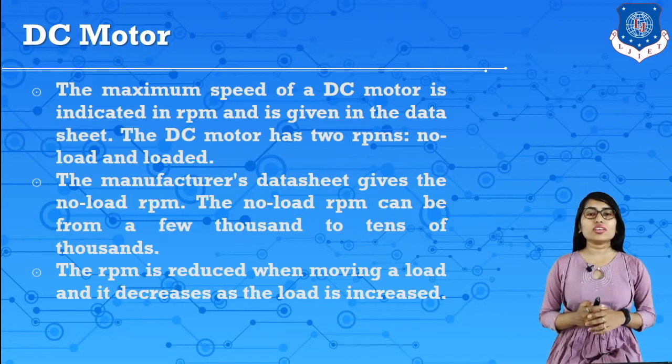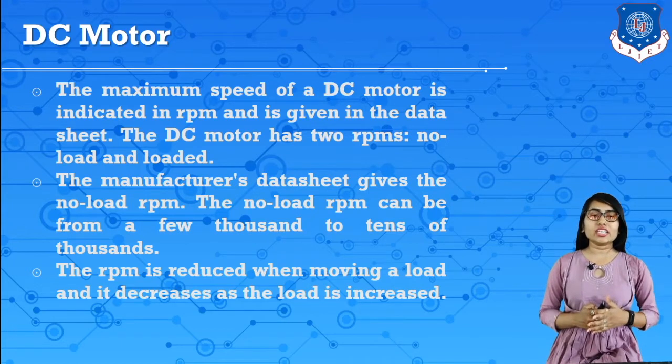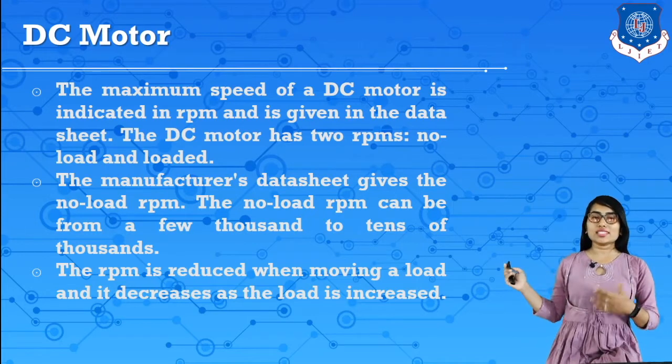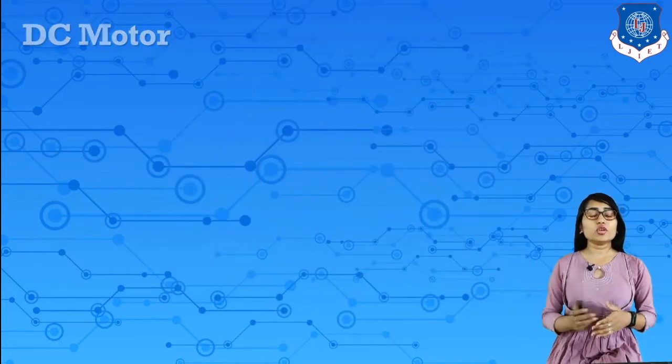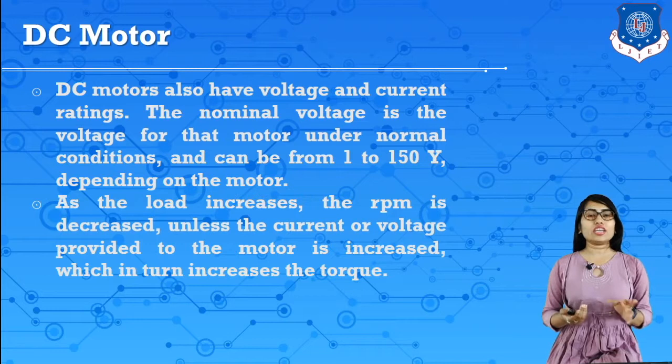The DC motor has 2 RPMs, no load and loaded. The manufacturer's data sheet gives the no load RPM. The no load RPM can be from a few thousand to 10,000. The RPM is reduced when a load is applied and it decreases as the load increases. So the DC motor is rated by the RPMs given in the data sheet.